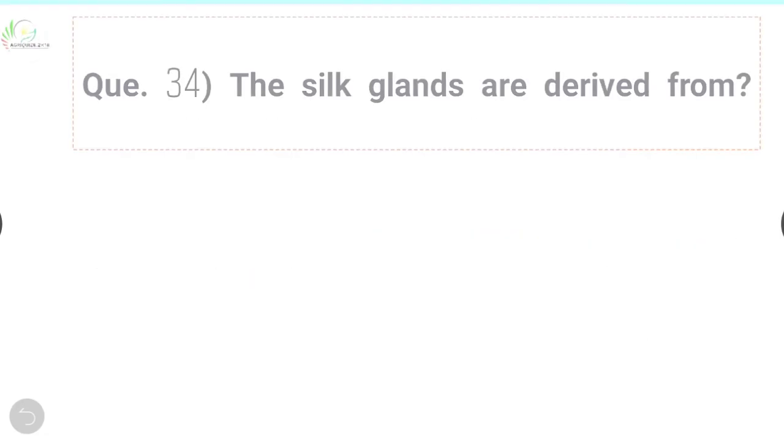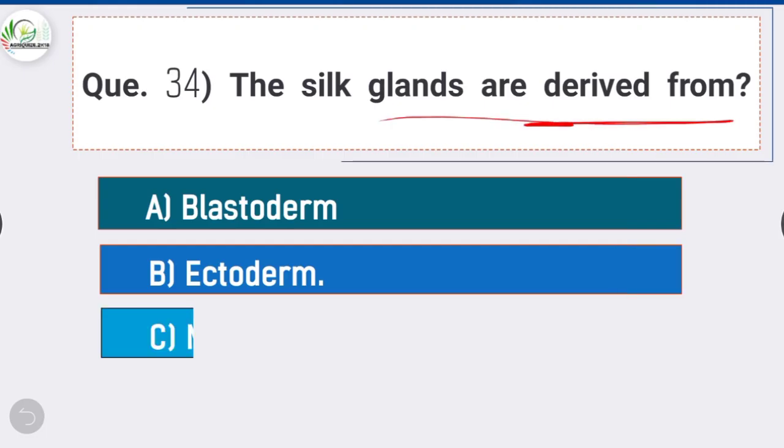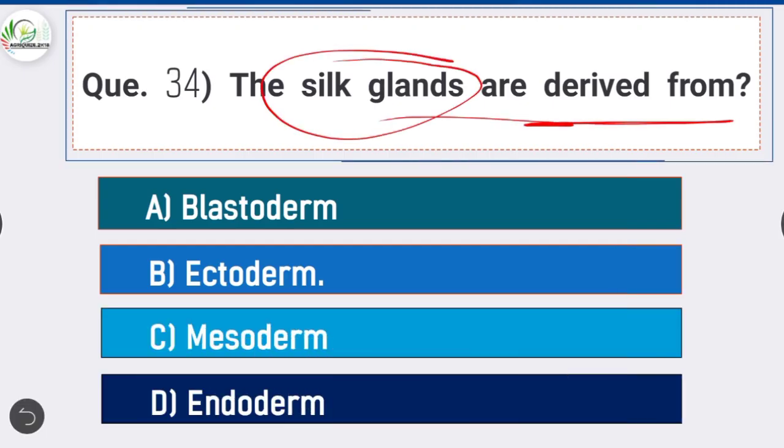Question number 34. The silk glands are derived from, and the correct answer is ectoderm. The silk glands are derived from ectoderm. The silk glands are mainly ectodermal in origin.